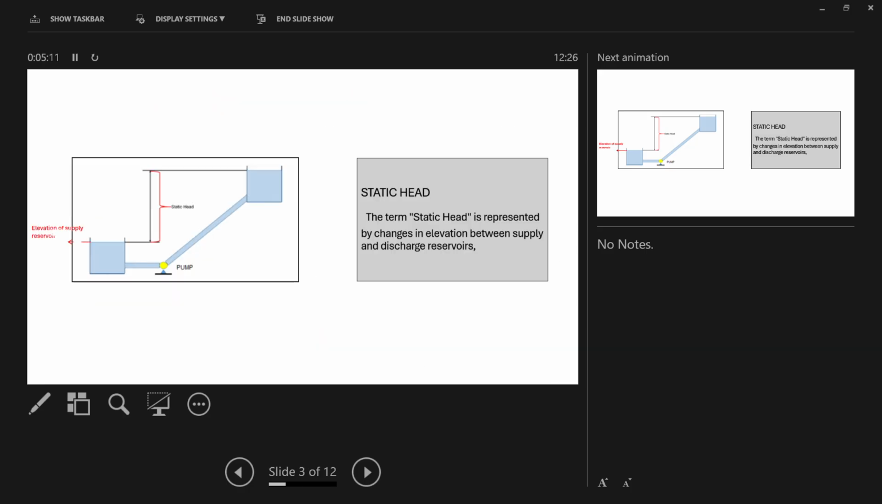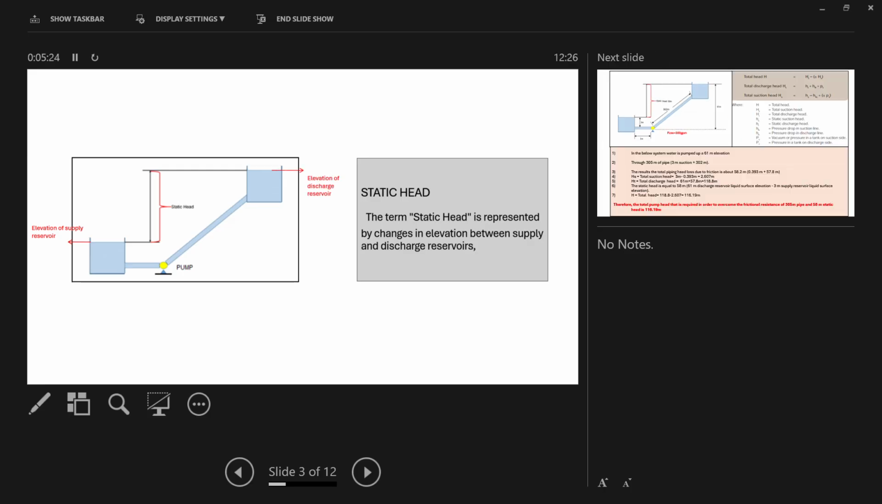This is the picture where we have shown you the pump. It is taking suction from a tank whose elevation of supply, this is the elevation of the supply reservoir, and this is the elevation of the discharge reservoir. So the difference between these two is the static head.